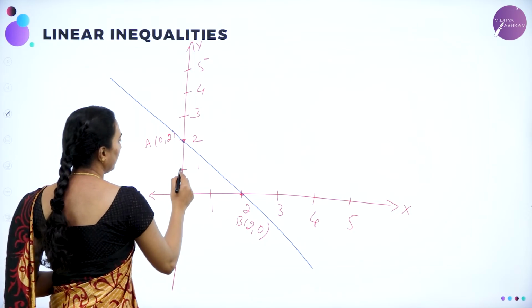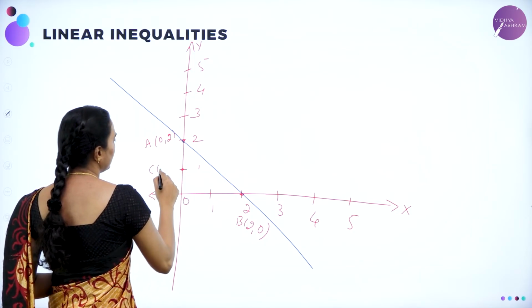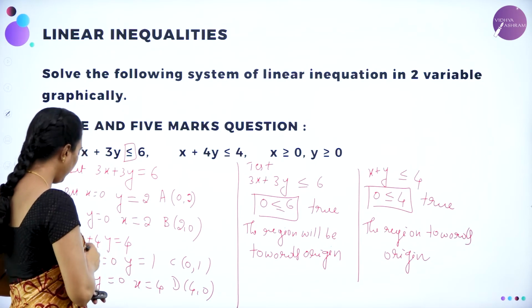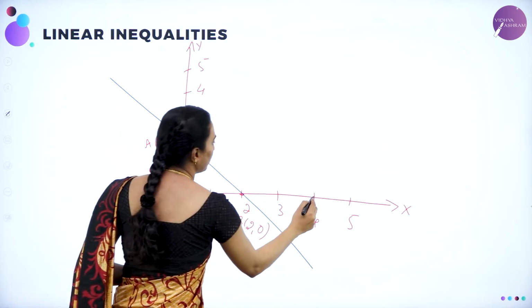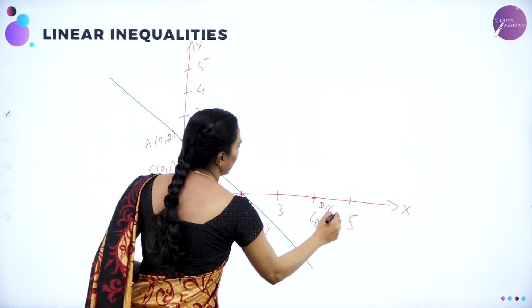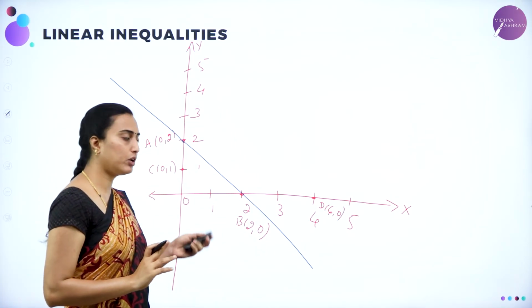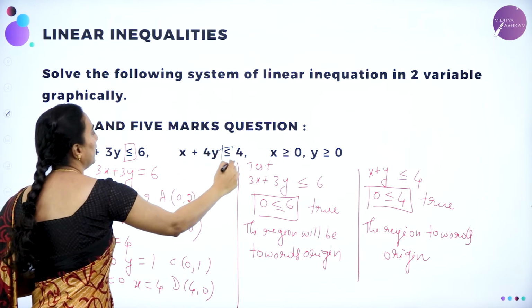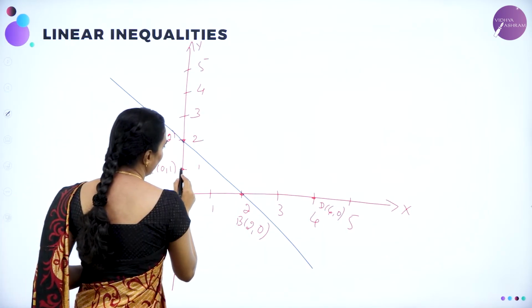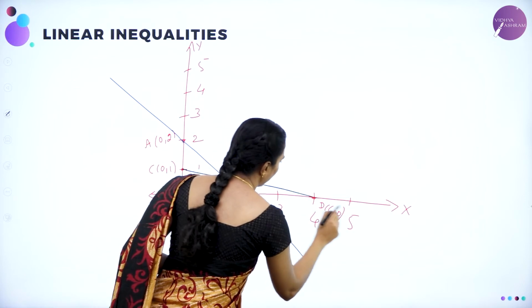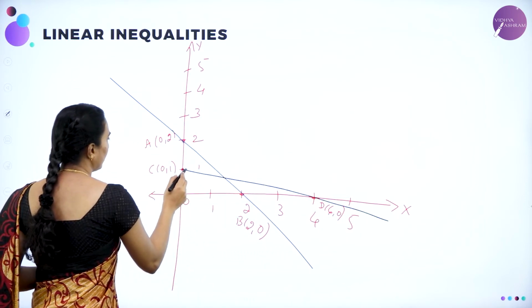C (0, 1) will be here, and D (4, 0). D (4, 0). Now, let us join these points by a solid line because they have given the slack inequality here. Let us join those points through a solid line. So, this is the line you are going to get.